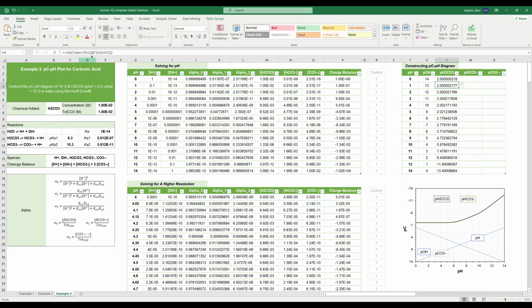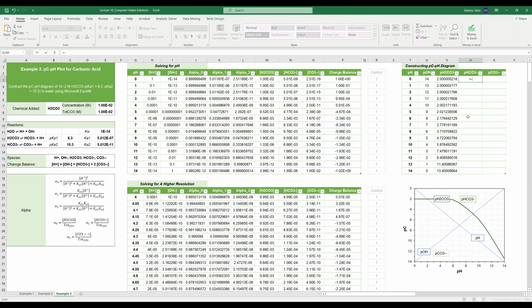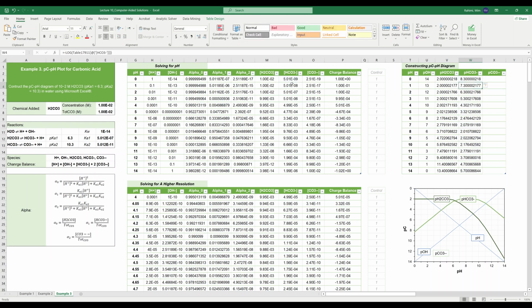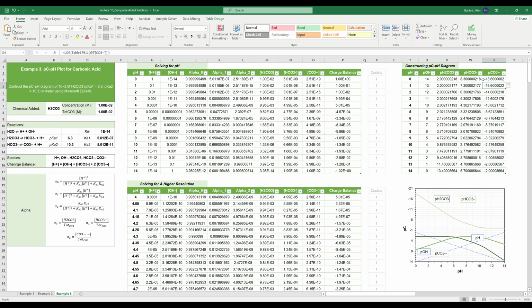Minus, forgot the minus. So this would be equal to minus log of HCO3 minus. And this would be just minus log of the last species. And minus, don't forget the minus.